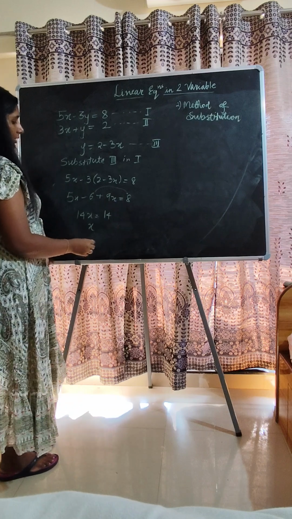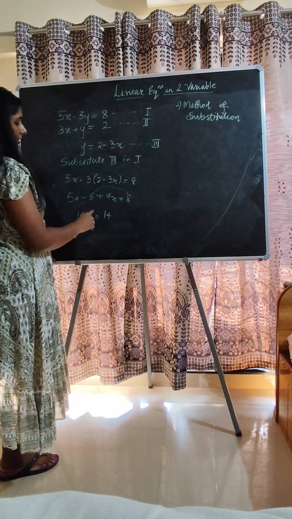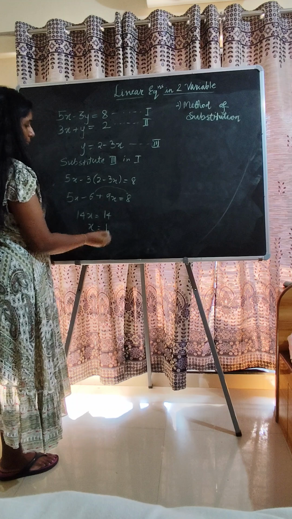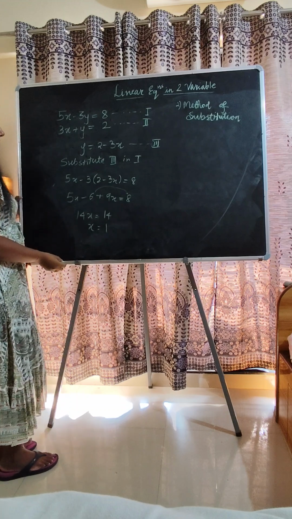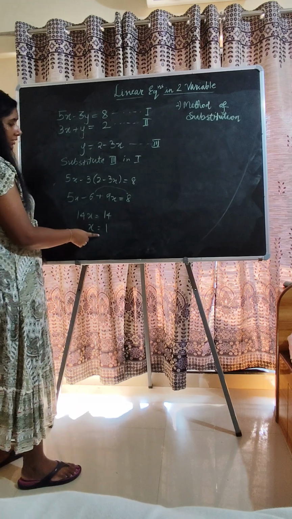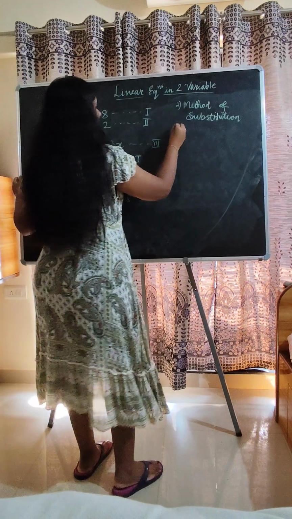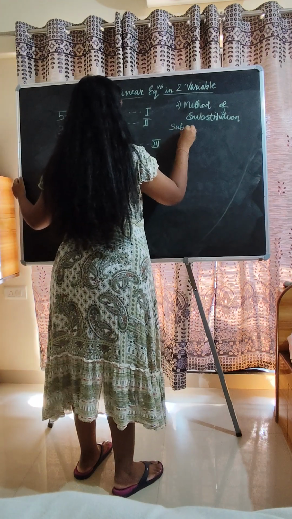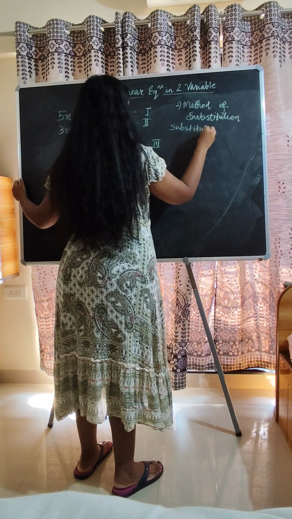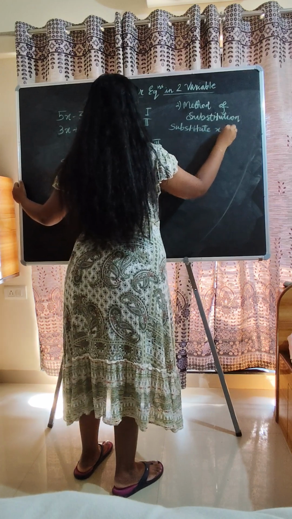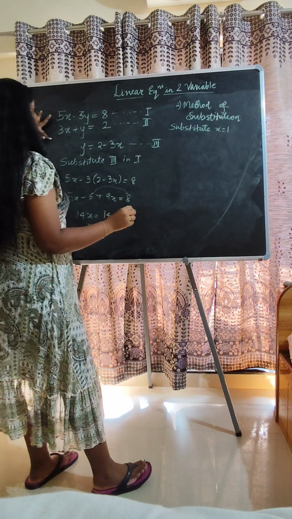So it will become positive. So it will become 8 plus 6. So x is equal to 1. After this, you got the value of x. Now substitute x is equal to 1 in any of the two equations.